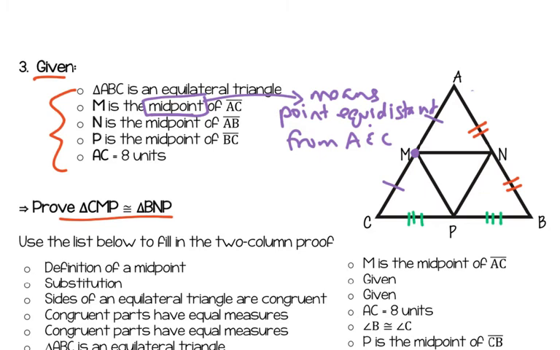Okay, now we're also told that AC is equal to 8. So this entire thing is equal to 8. So what does that mean about this piece? Think about that. Okay, what I'm trying to prove is that triangle CMP, so that's this triangle, is congruent to triangle BNP. So that's this triangle. So I'm trying to prove that, okay?